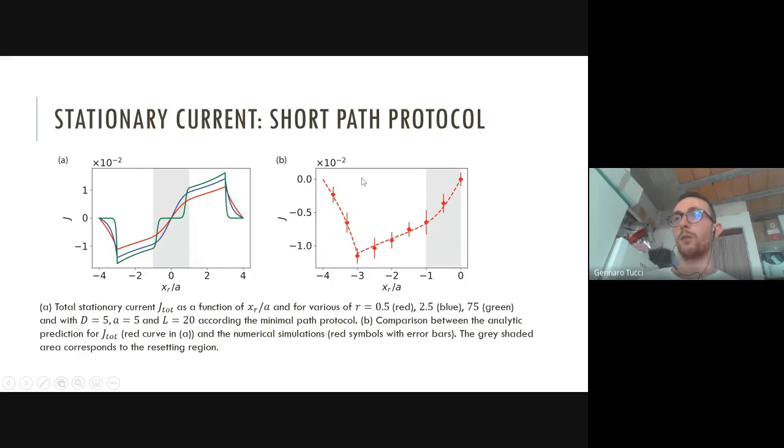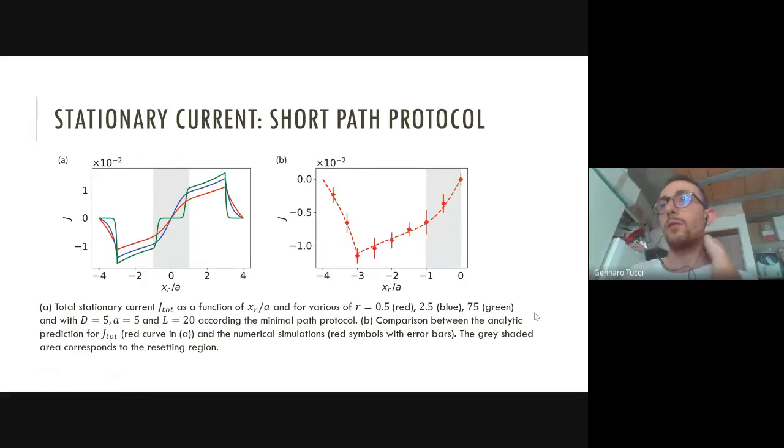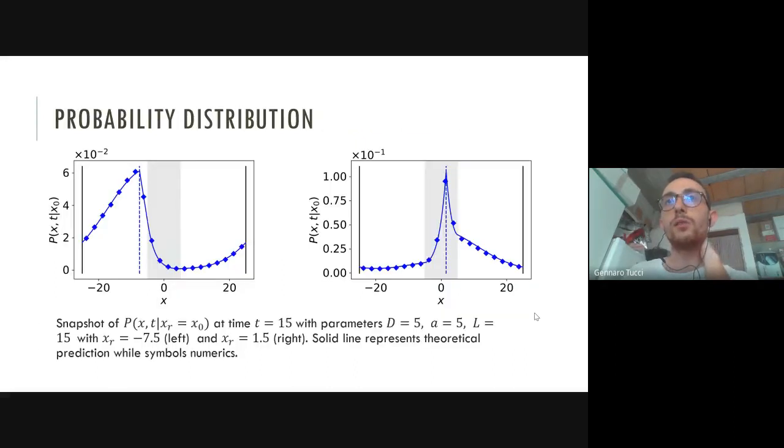Here we also present the comparison with the simulation in figure B for a particular choice of resetting rate. Then I also show here the probability distribution. These are two snapshots of the probability density of the particle, for the same parameters except the resetting point, which is marked by the vertical blue line. In the first picture, the resetting point is outside the gray area, which is the resetting region. This means that there is a complete depletion of particles inside the resetting region. The particles are pushed away from the resetting region, and we have a peak outside the resetting region, in correspondence of the resetting point. Moreover, this is a feature of problems with resetting: the probability density has a cusp in correspondence of the resetting point.